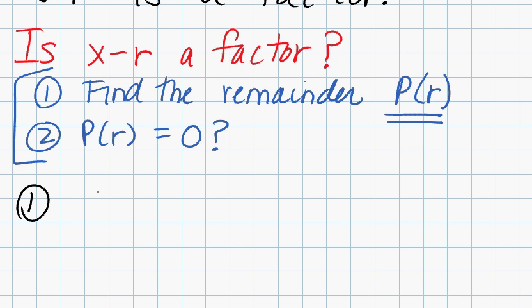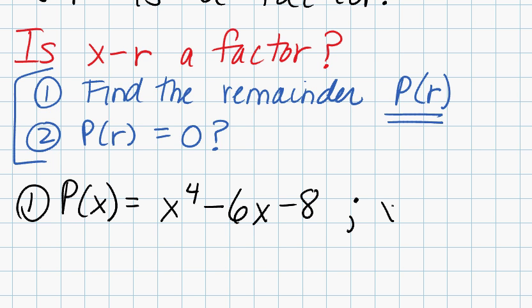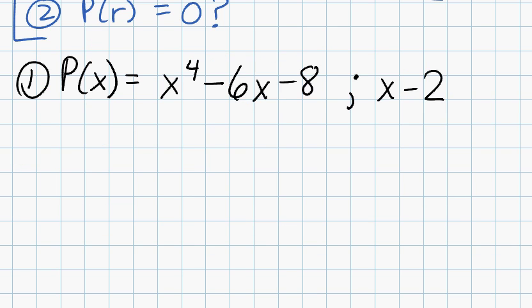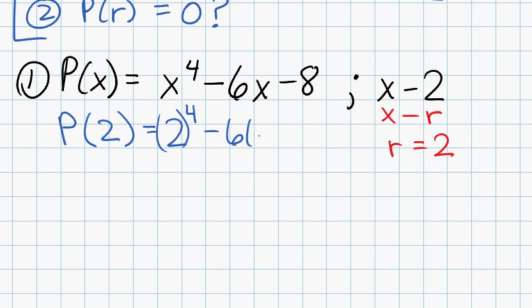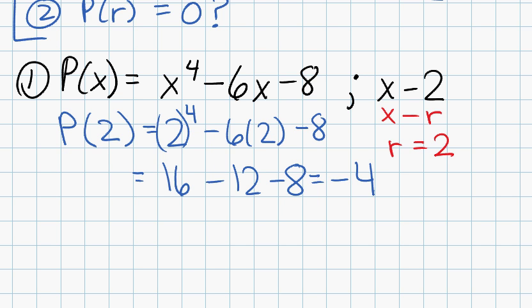So, problem 1. P of x, our polynomial, is x to the 4th minus 6x minus 8. And we're going to see if x minus 2 is a factor. X minus 2. X minus r. So r equals 2. So we are going to evaluate p of 2. 2 to the 4th minus 6 times 2 minus 8. 16 minus 12 minus 8 is negative 4. Is negative 4 0? No. So it is not a factor.